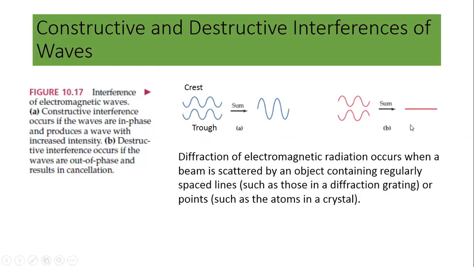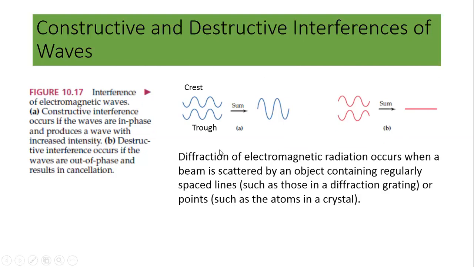So what is destructive interference? If you look at this wave, this is the crest and this is the trough. That means crest and trough are opposite to each other. So the crest of one wave is summing up with the trough of another wave. When you sum these up, they are out of phase and they cancel out the effect of each other, and you will get nothing here. That means it is a straight line. And this interference is called destructive interference.